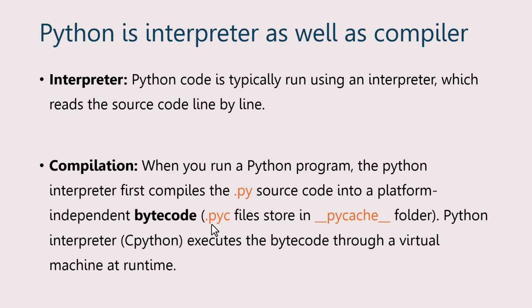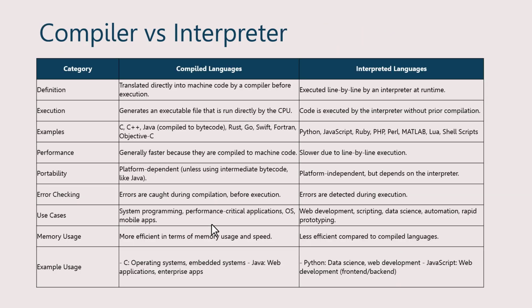Generally, the Python interpreter is also called CPython. You might see this CPython when you're installing Python. So CPython is nothing but the Python interpreter, and that will execute the bytecode at runtime. And this makes the runtime much faster. That's the reason Python is called interpreter as well as a compiler, where compiling is done by the Python interpreter itself. Now let's look into a few more comparisons of compiler and interpreter.